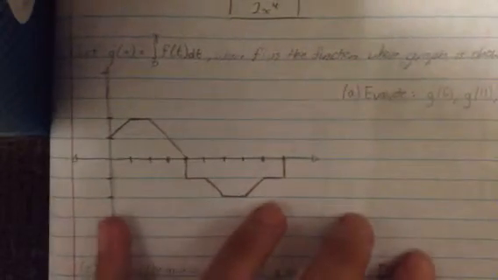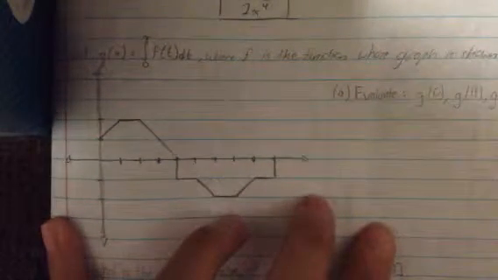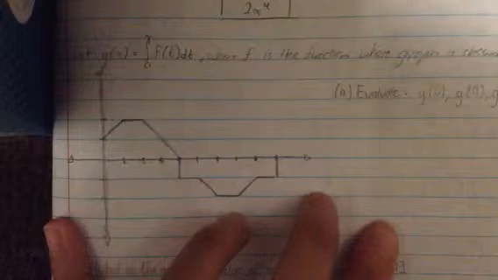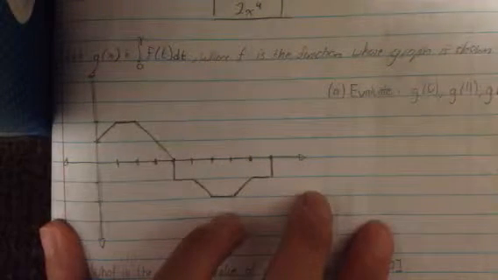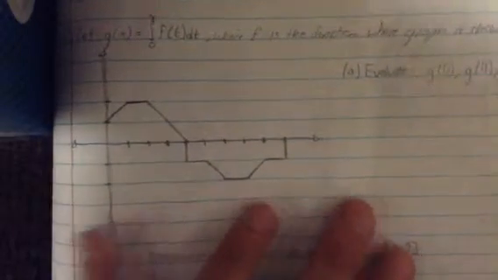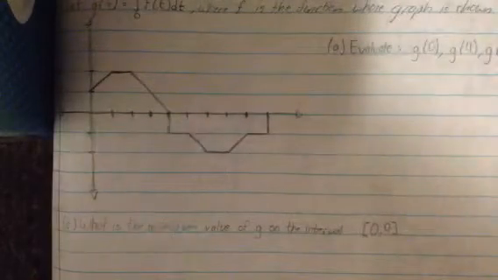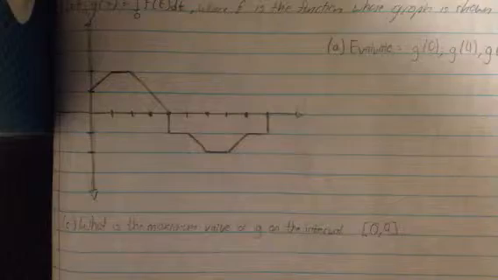Okay, so the third problem is number 6. It says let g of x equal the integral from 0 to x of f(t) dt, where f is a function whose graph is shown below. And this is the graph that I created. So the first part is evaluate g of 0, g of 4, and g of 9. And so this is asking for the area between the curve and the x-axis.